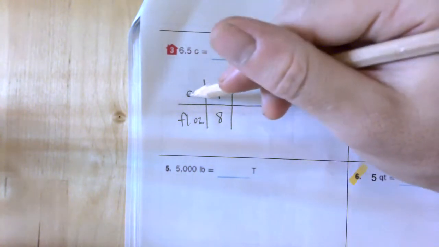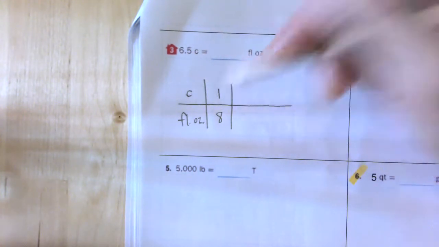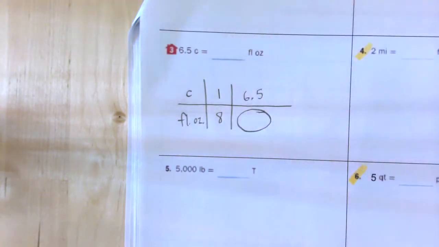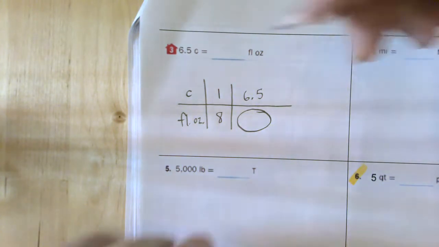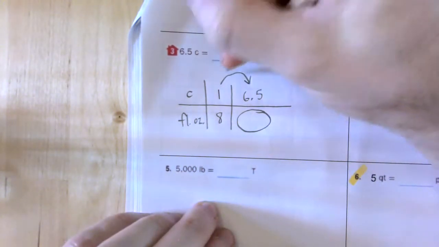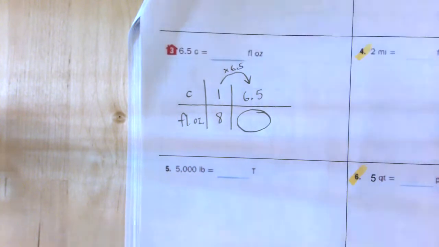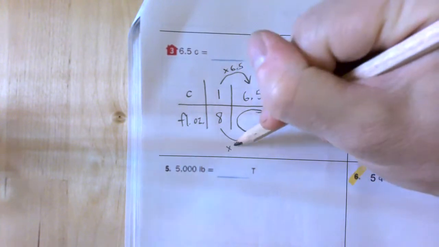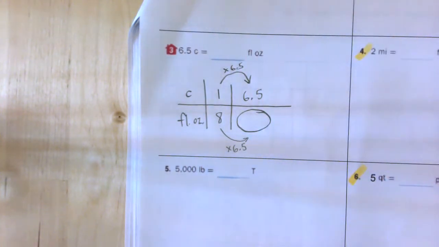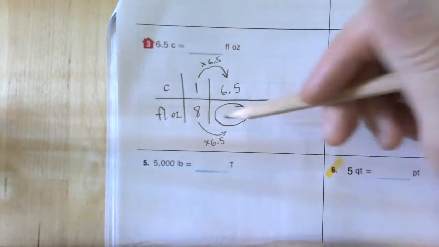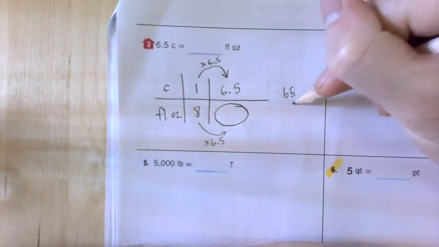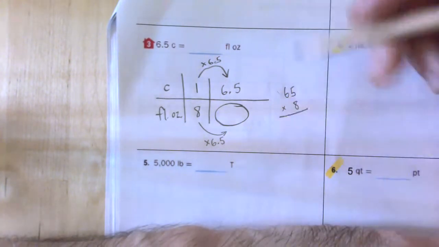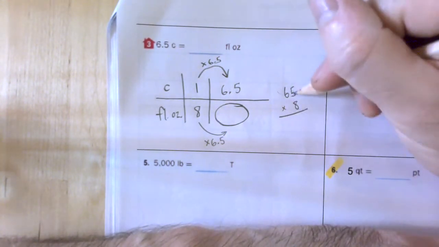We're trying to get from 1 cup to 6.5. Now, what's nice about 1 is that we can get from 1 to really any number pretty easily. Okay? We can go from 1 to 6.5 just by multiplying by 6.5. Not too bad. We'd have to do the same thing on the bottom. 6.5. Well, as we've done before, if we do 65 times 8, we would also be able to do 6.5 times 8. Let's do 65 times 8, see what we get.